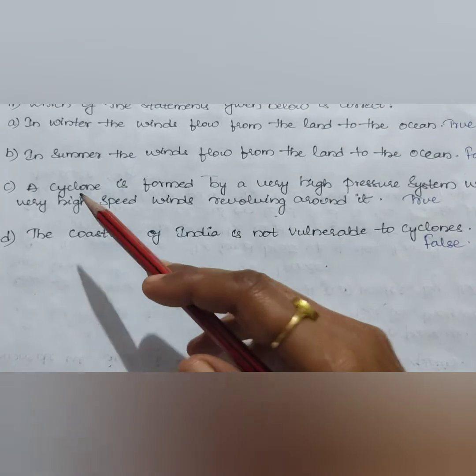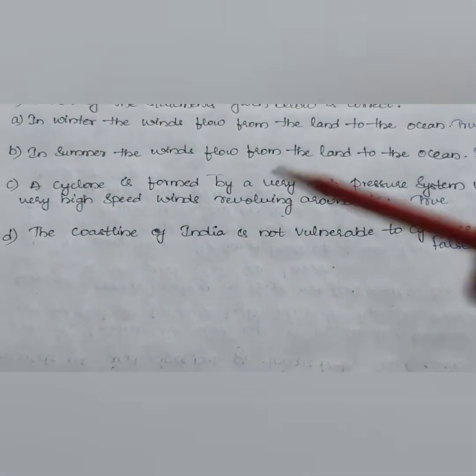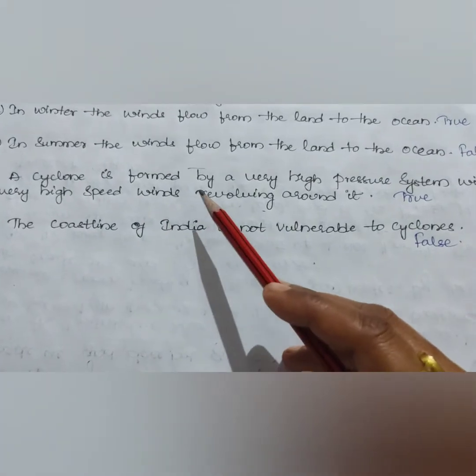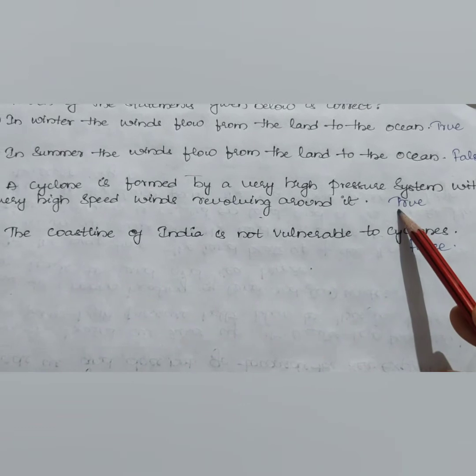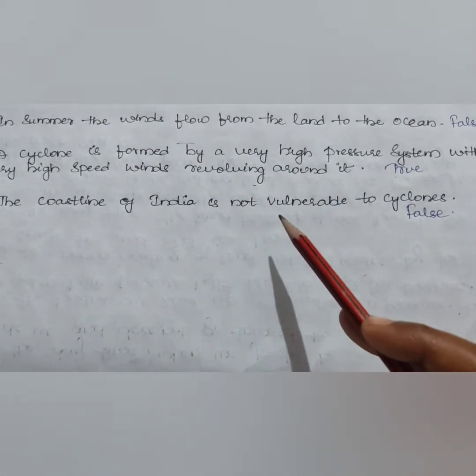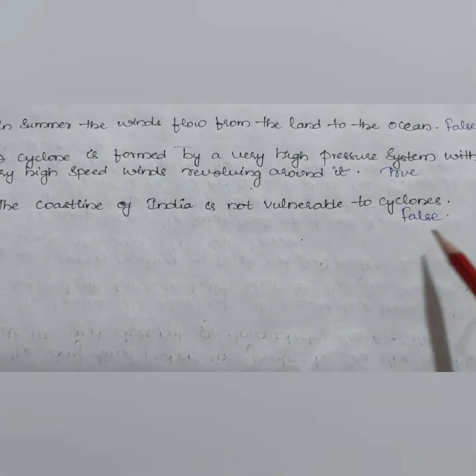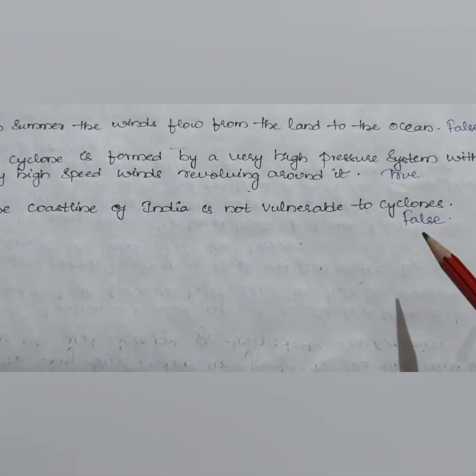Next, third one. A cyclone is formed by a very high pressure system with very high speed winds revolving around it. This is also a true statement. Next, the coastline of India is not vulnerable to cyclones. This is false because the coastline area is vulnerable to cyclones.